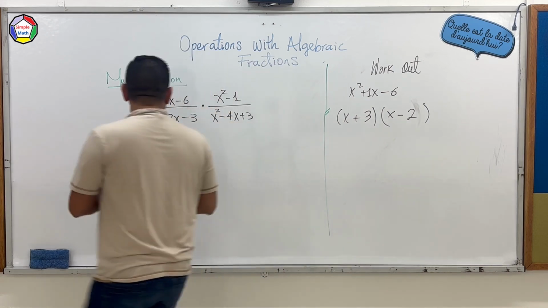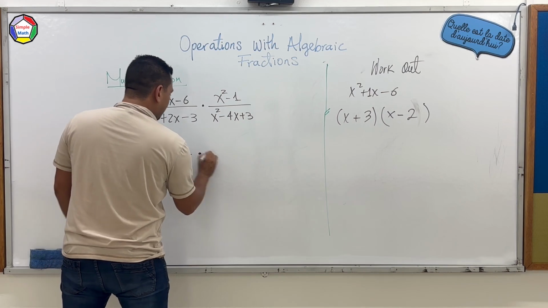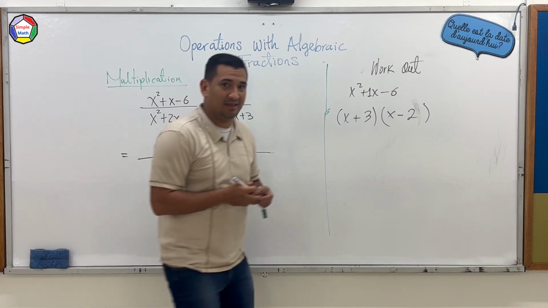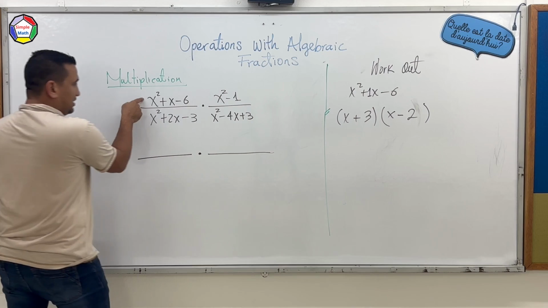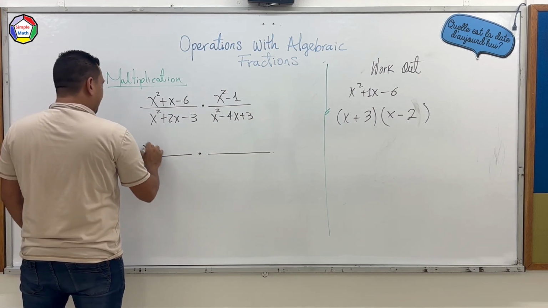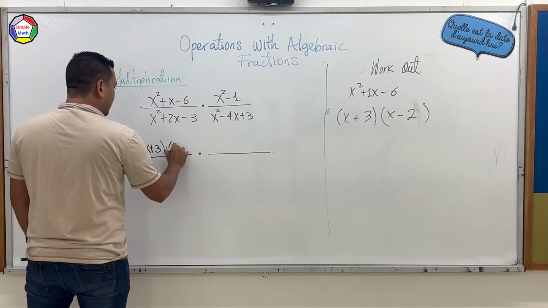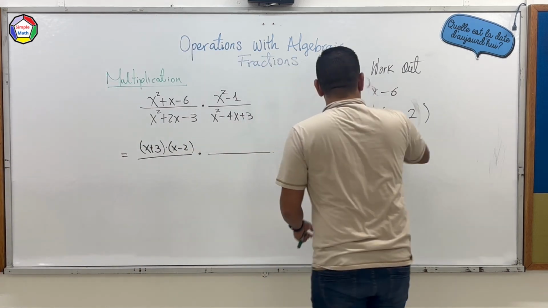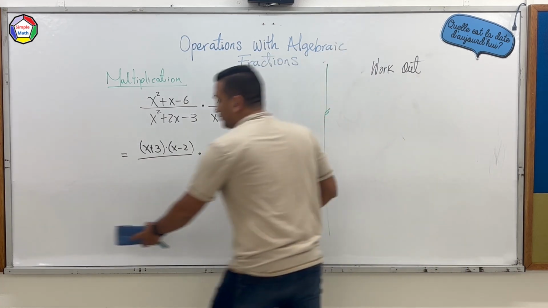So what I'm going to do is rewrite everything the same, but bring the result of each part. I'm going to bring this here, which is the result of this one. So the result of the numerator of this trinomial is x plus 3 times x minus 2. That is the answer for the numerator of the first fraction. Okay, let's do the same thing with the denominator of the first fraction.